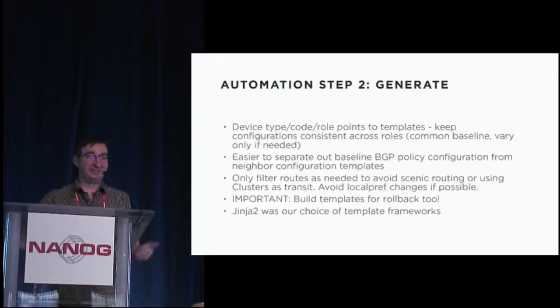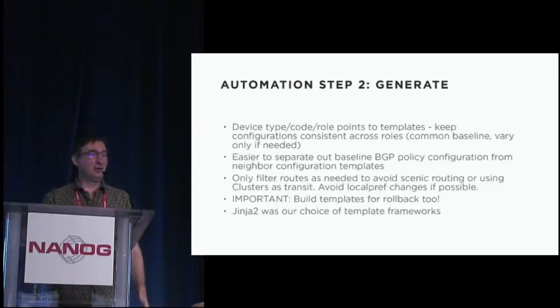Separate your baseline from your configuration templates. That makes things much easier and allows you to do this in something of a 2-pass. You can just deploy your baseline in one big push, and then do the peer specific config afterwards.